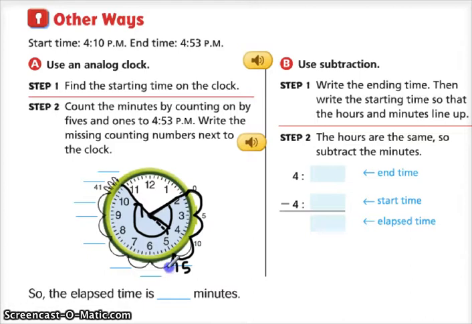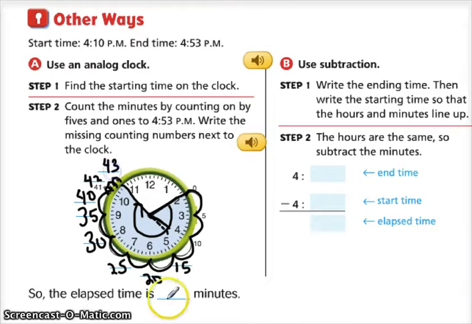15, 20, 25, 30, 35, 40, but here we cannot count 5 more because we go too far, so we're going to count by 1. This would be 41, 42, 43, and we get the same response that we got when we use the number line. So there's 2 different ways.